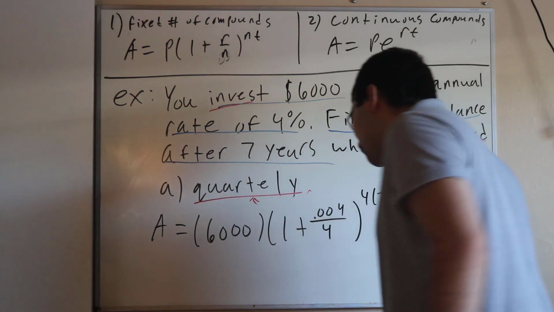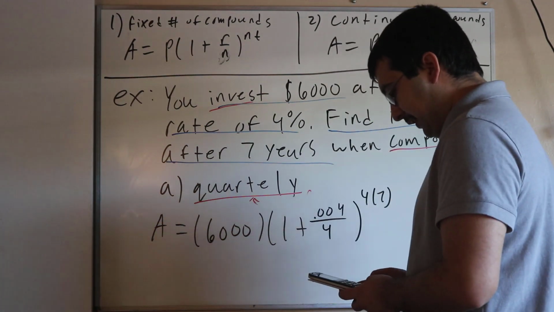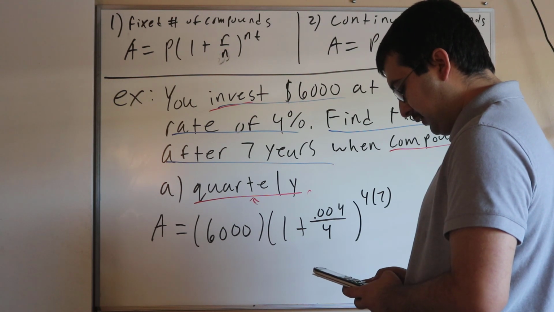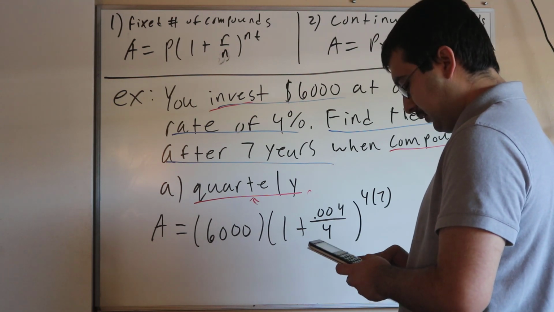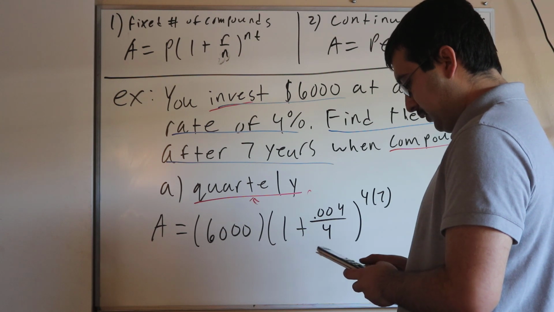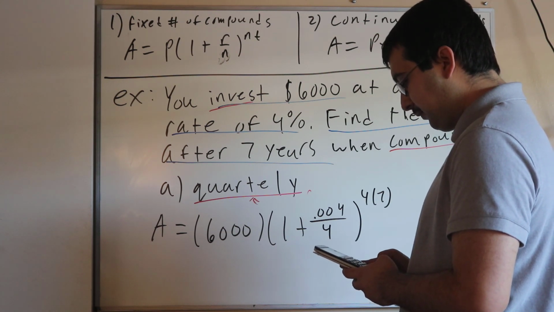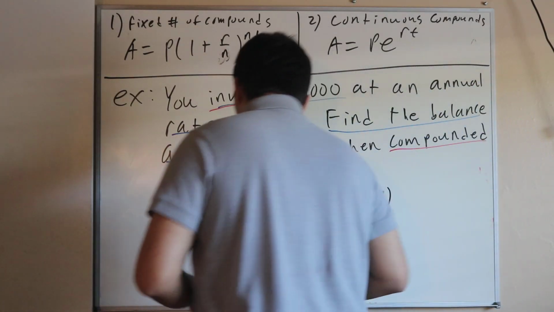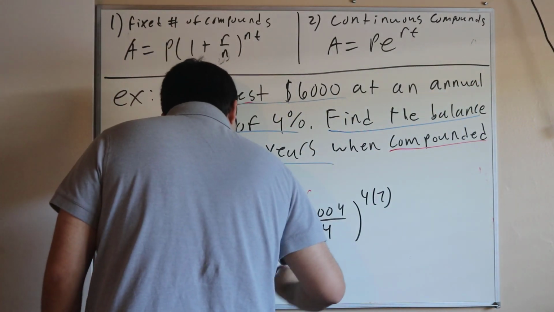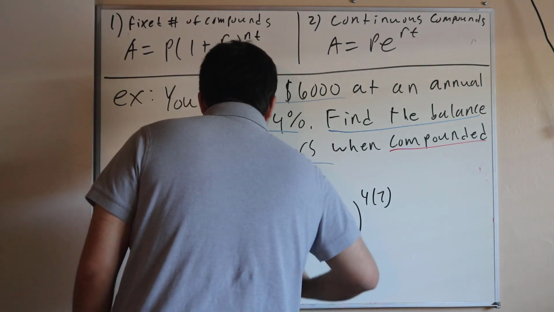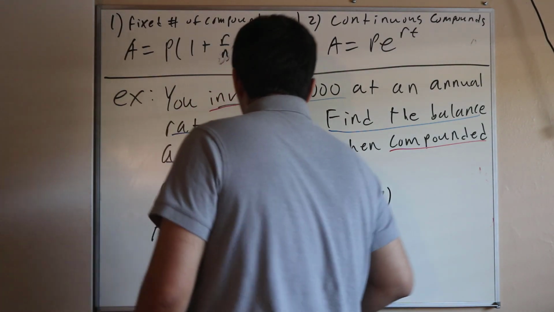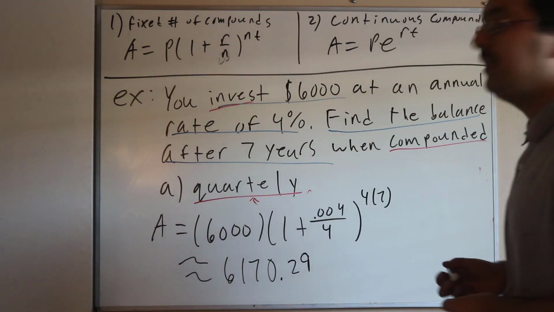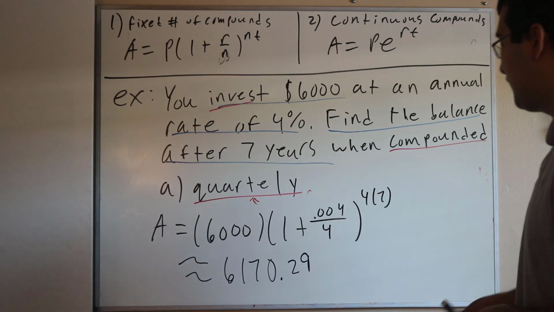So now we just go and plug and chug. So we're going to get 6,000 plus 0.004 divided by 4, all to the power of 4 times 7. And we're going to get approximately 6,170.29, let's call it. This will be the amount we have in our account after 7 years.